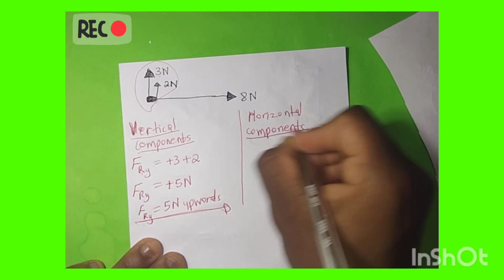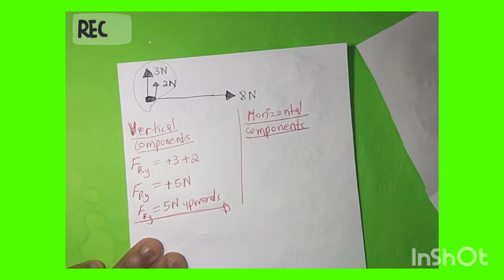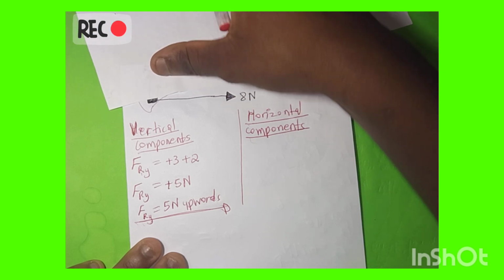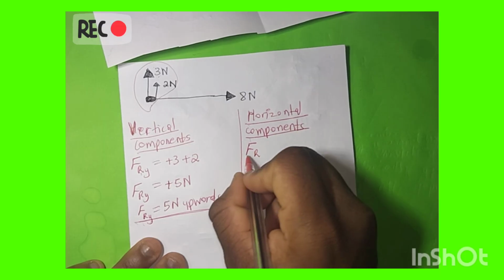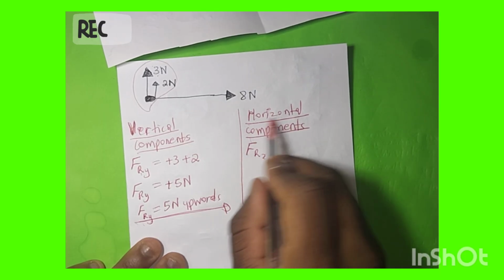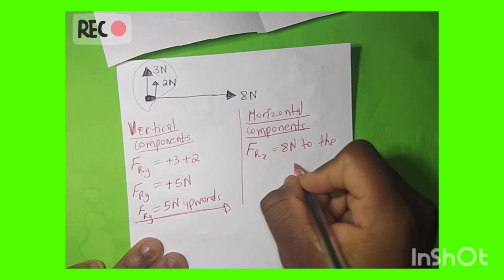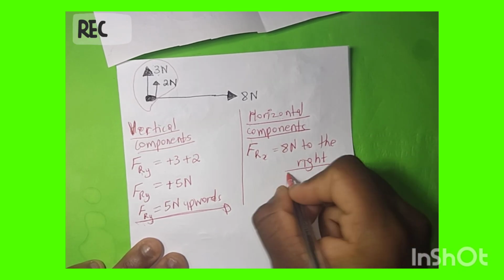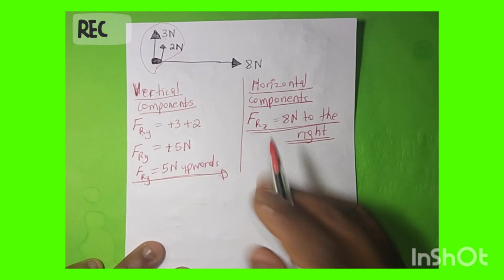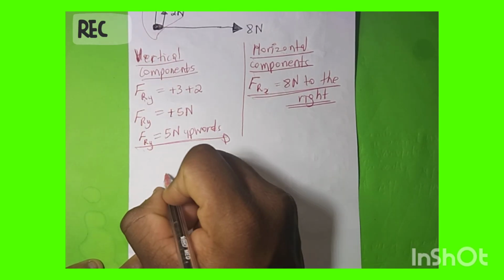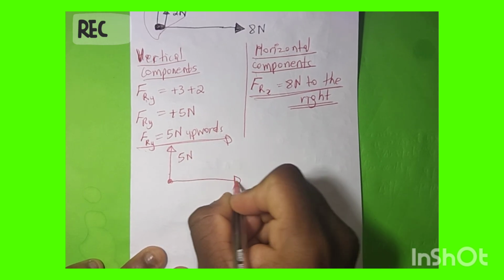For the horizontal components, what you should understand is that we only have one component. If I hide that part, you will notice that we only have that one, meaning our resultant force of the horizontal component is 8 Newtons to the right. Do you see? So now I can redraw that diagram. Those two things I simplified become 5 Newtons, and here we have that 8.